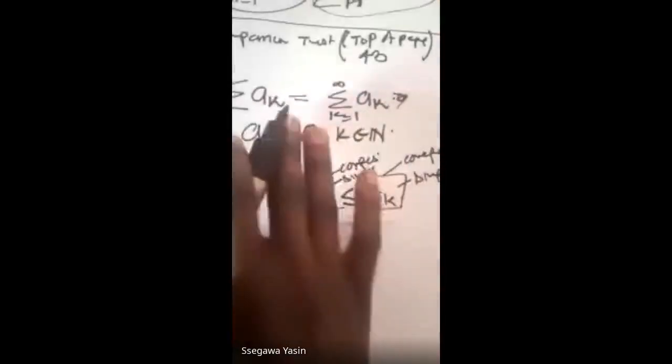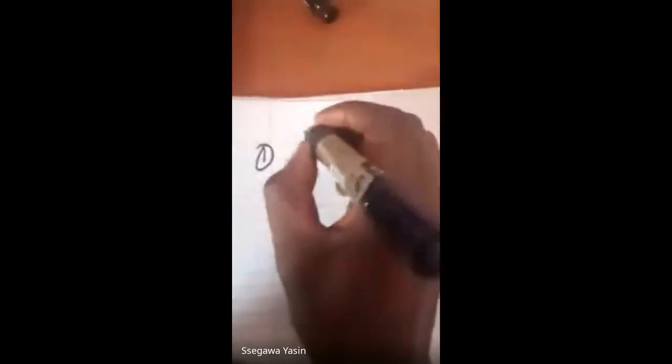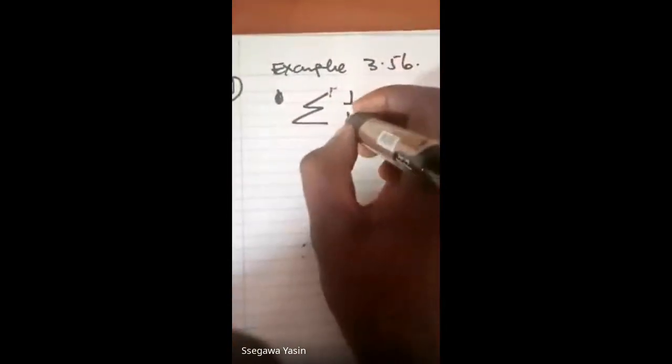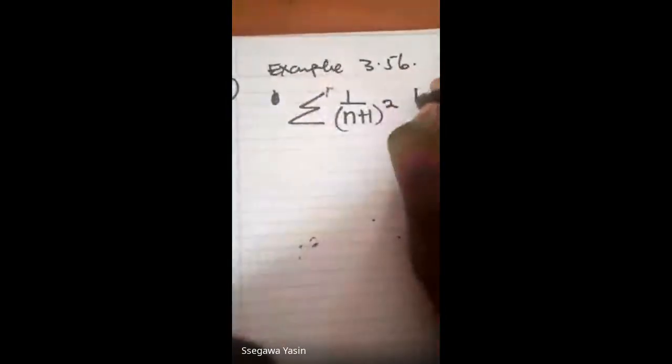In this case, it is a simple thing. We are just going to apply a little bit of analysis, then we move on. Now, for example, number 1 here, example 3.56, which has not been calculated, so I'm going to calculate it with you. I have the sum of 1 over n plus 1, squared. We want to prove that it converges.